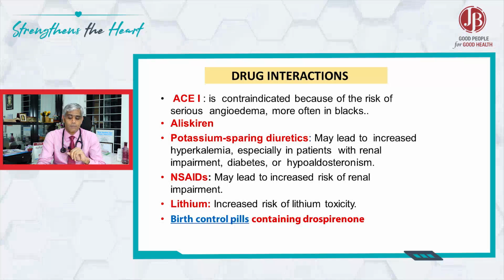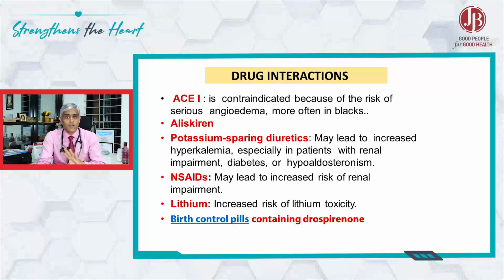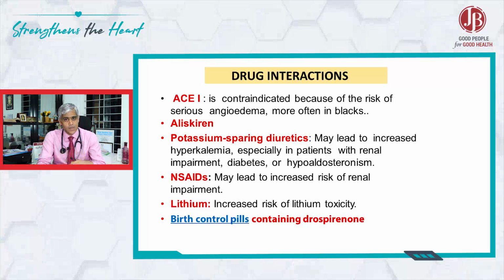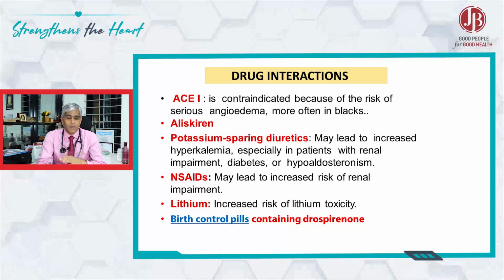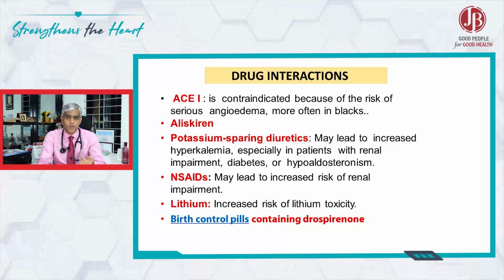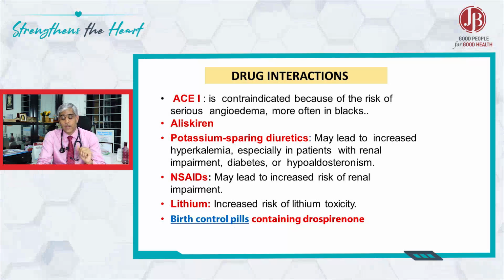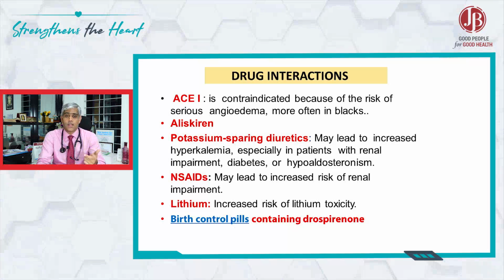In case of hepatic impairment, unless it's moderate to severe, we need not worry about the dose. Maybe we can start slow and then go. If it is Child-Pugh class 3, maybe better not to prescribe ARNI. Then renal artery stenosis is a relative contraindication.